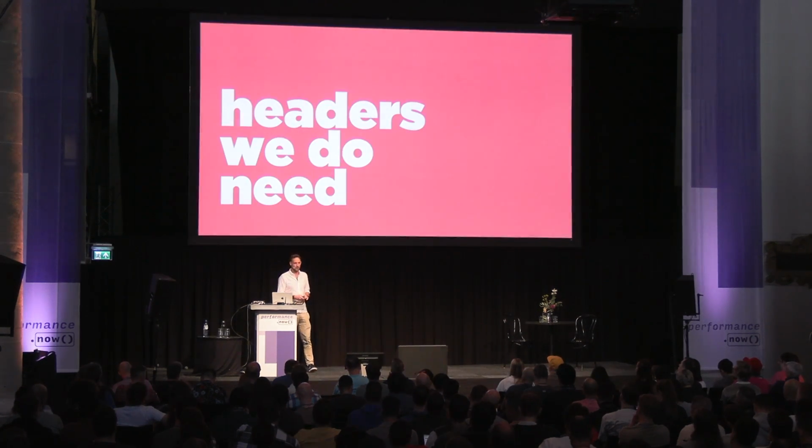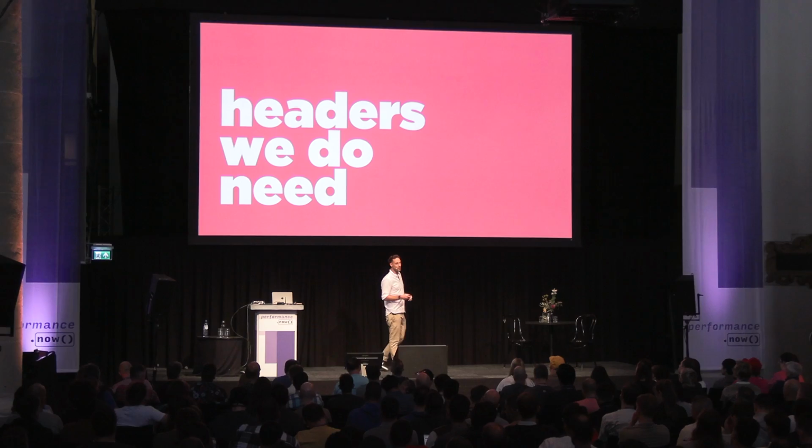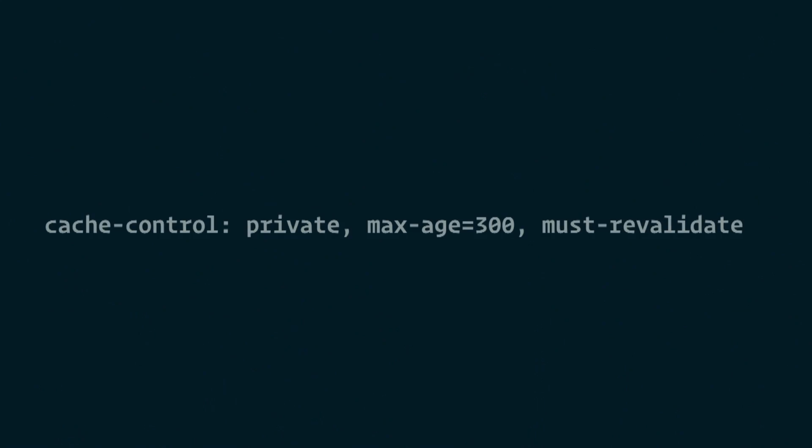On the flip side, the headers that we do need, and you'll be pleased to find out, we don't need many, we only need 2. To get your caching set up properly, we need a Cache-Control header, which hopefully you've seen before. Cache-Control: private, max-age=300, must-revalidate. Cache-Control is the header. Each of the comma delimited things in here are directives, which is what makes Cache-Control extensible.